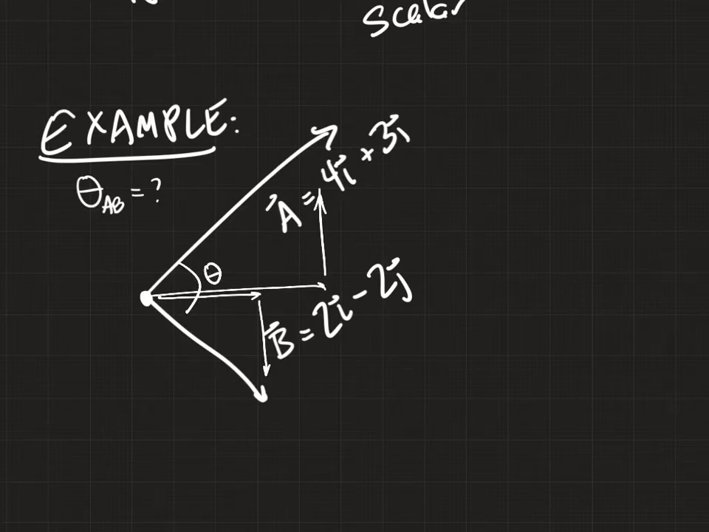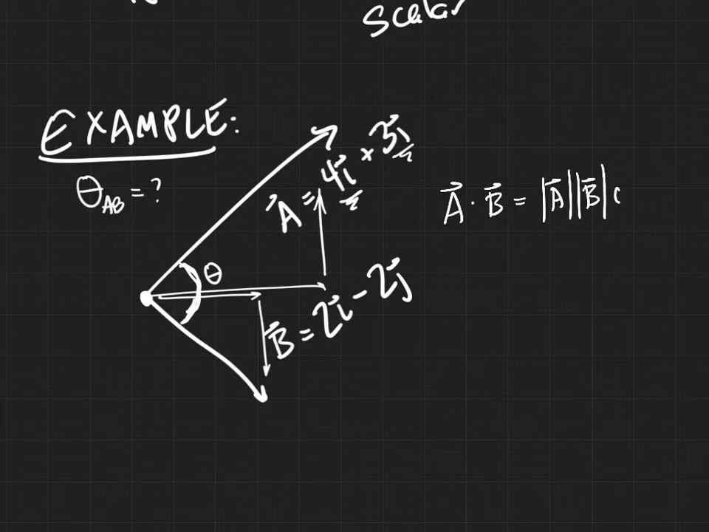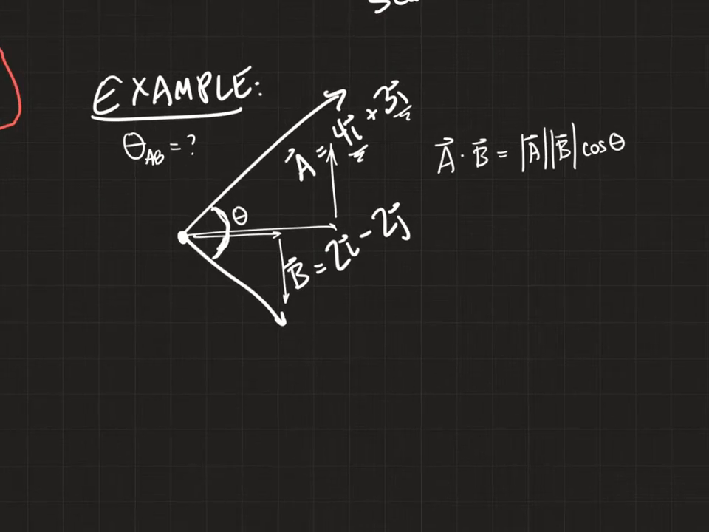Now we know already that the angle theta is going to be more or less 90 degrees. It's pretty close, right? If this were 3i plus 3j, we know that we would end up with 90 degrees. But let's go ahead and solve this. So we would go back to our definition here, and I would say A dot B equals the magnitude of A times the magnitude of B times the cosine of the angle between them. To simplify this, let's go ahead and get the magnitudes of A and B.